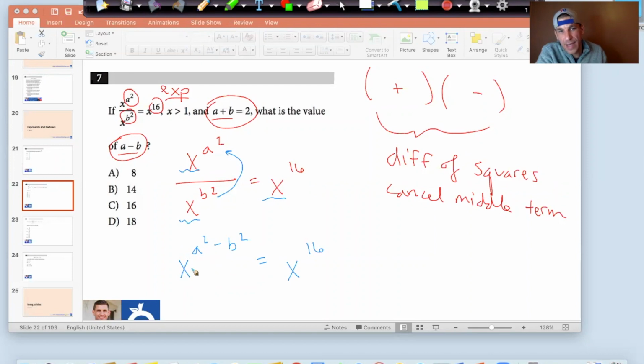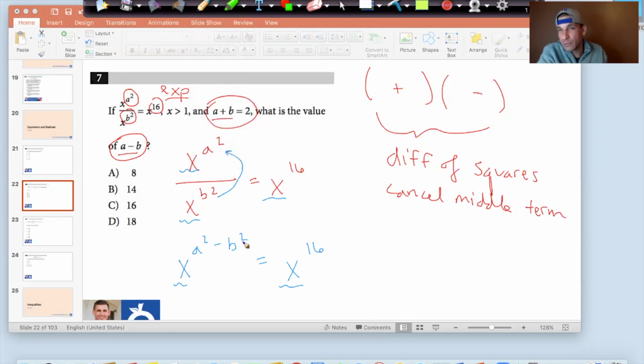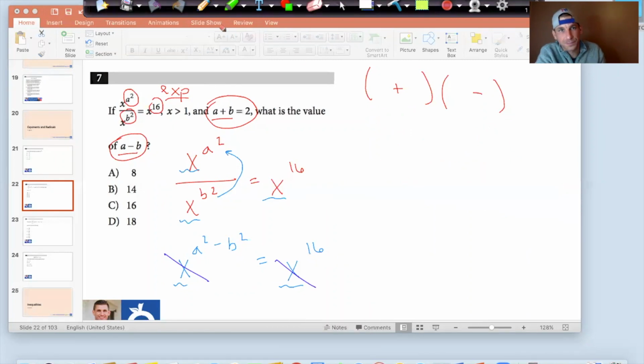And now, because I have the same base, what I can actually do, and this is also part of the logarithm rules if I remember correctly, is cancel out my bases. And if I cancel out my bases, let's get rid of this section over here, easier. Now what I end up having is a squared minus b squared equals 16. Well, that's super helpful.